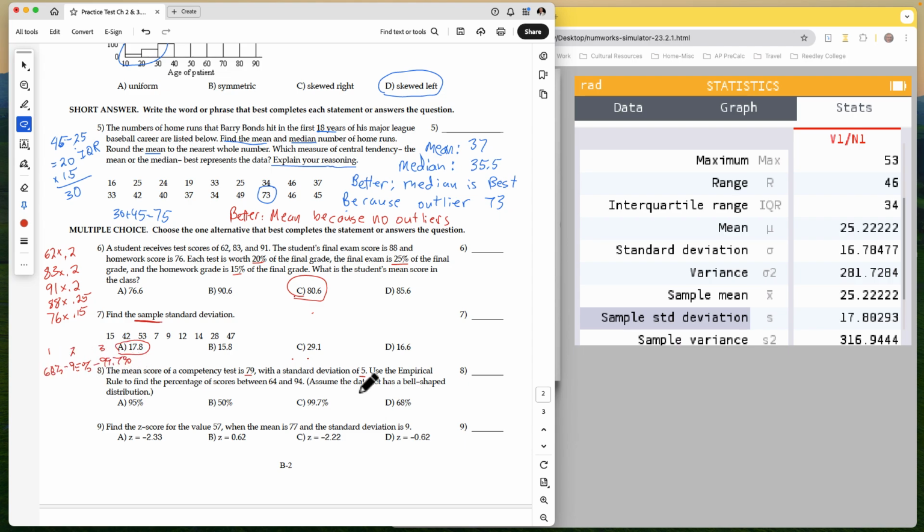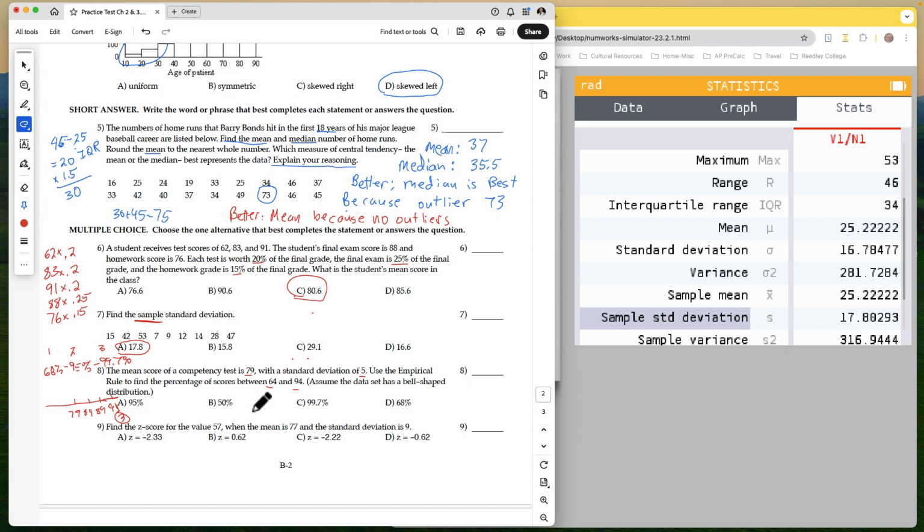So we have to figure out what this is. So the mean is 79. Let's draw a little picture. 79 is in the middle, and then we start adding the standard deviation to it until we get to our numbers, or subtracting to get down to 64. So 79 plus 5, that's going to give us 84. That's not the right number yet. Add 5 more, you get to 89. That's not 94 yet. And add 5 more, and you get to 94. So this is 3 standard deviations above.